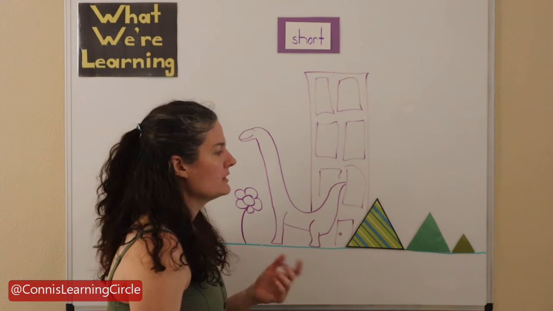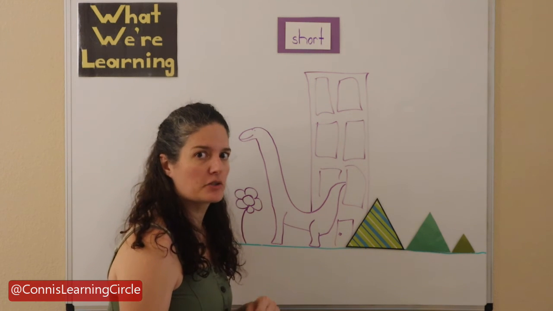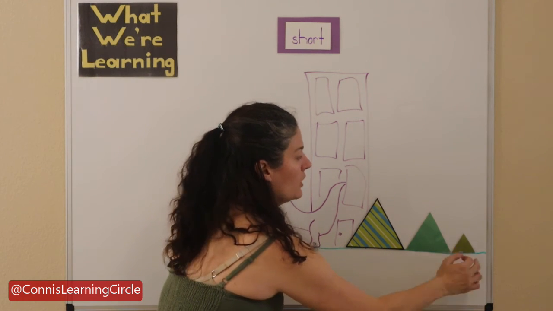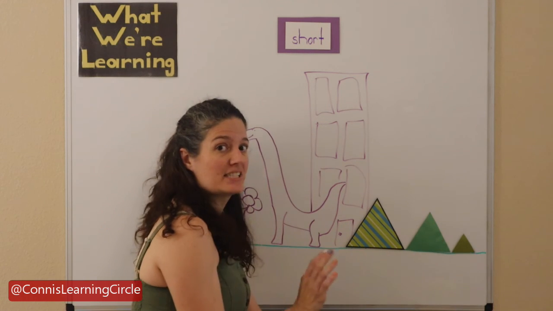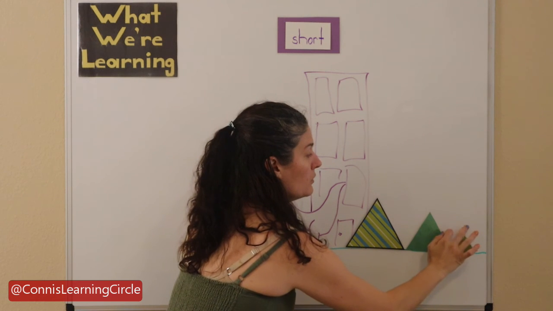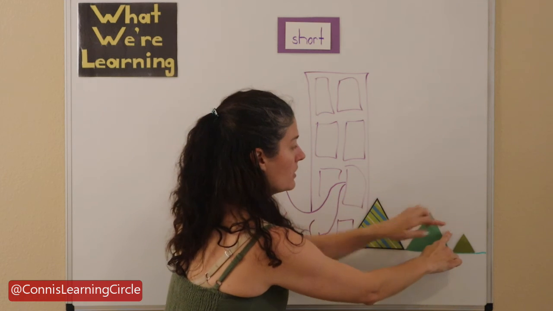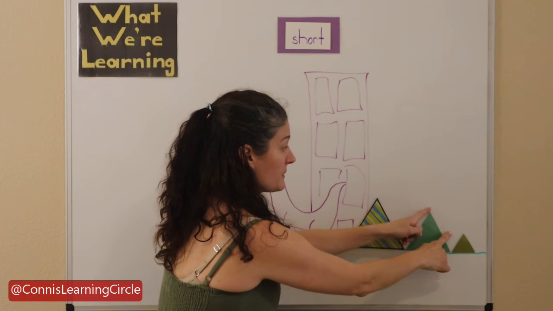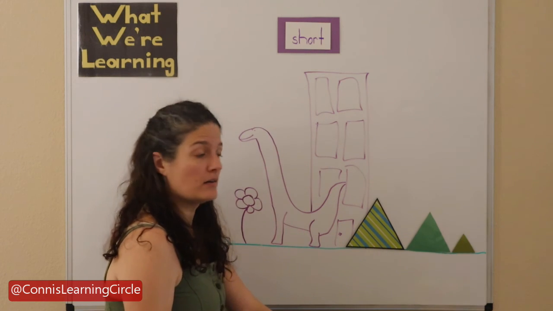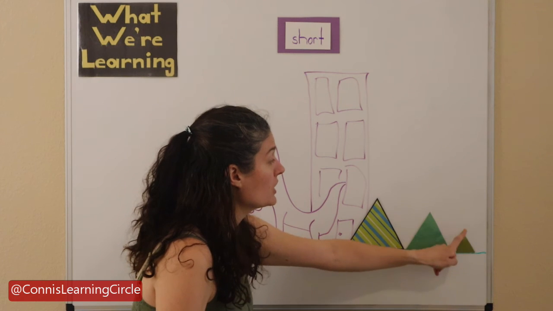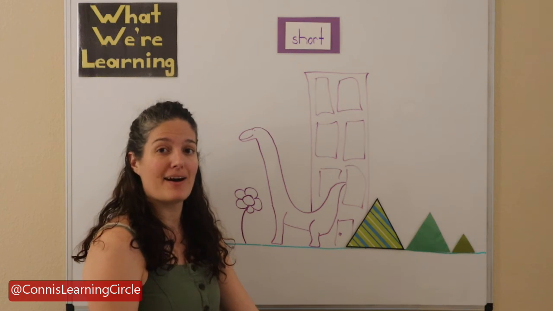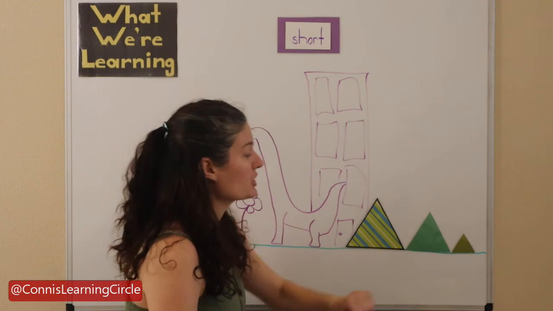So let's look at our triangles and see if we can find our short triangle. Now, I'm going to walk my fingers up until we get to the top of one of the triangles. Are you ready? We made it to the top of this triangle. Guess what? There's still space on this one, and there's still space on that one. That means this is our short triangle because it stays down lower, closer to our ground line that we lined our triangles up on. Very good. This is our short triangle.